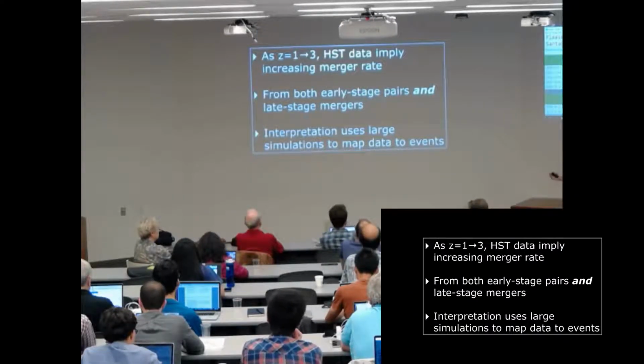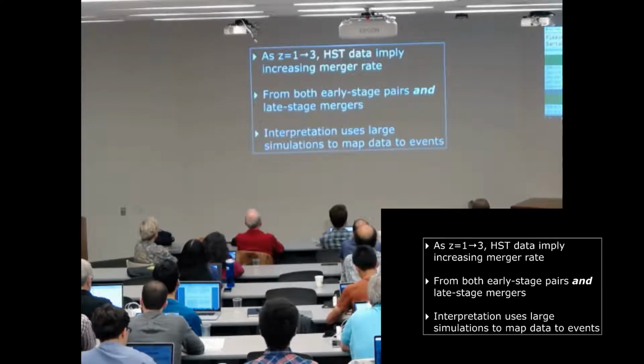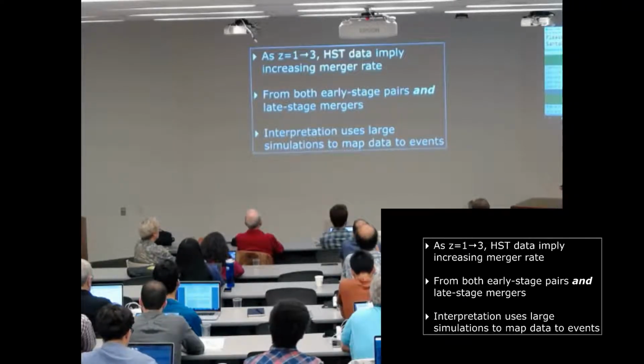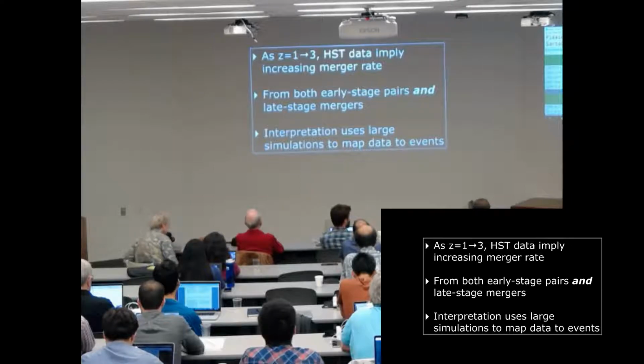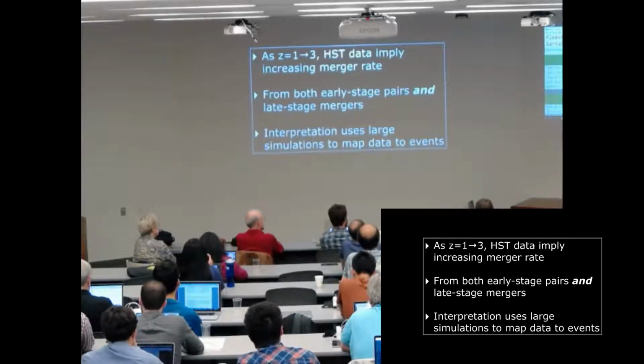And so to summarize my talk before I start, I think what we're seeing in the CANDLE survey in particular is that as we look back from redshift 1 to about redshift of 3, the data imply an increasing merger rate, as expected, which is nice. The evidence for this comes both from early stage close pairs, which we heard a little bit about earlier in the session, and late stage mergers, or the final coalescence of the nuclei in the galaxies. And the interpretation of this really relies heavily on using large simulations to map data to real events. As Joel mentioned earlier, we need to understand the observability time of any particular physical process if we wanted to make inferences like this from data.